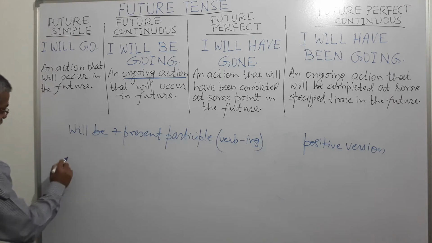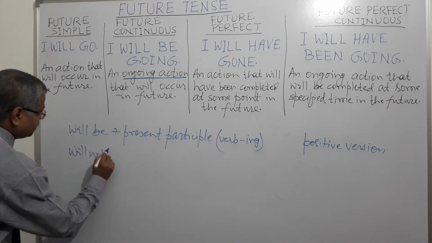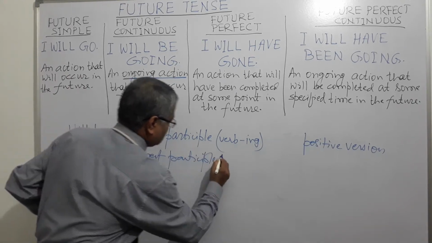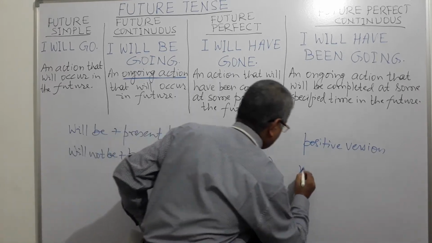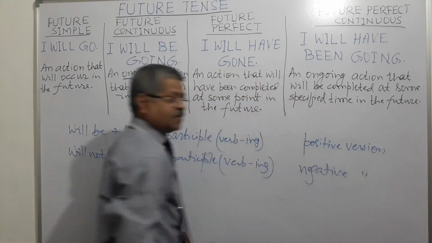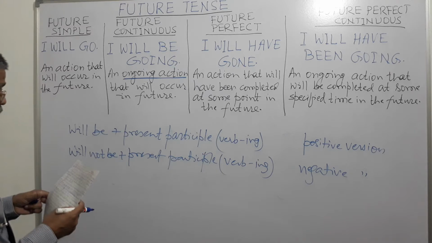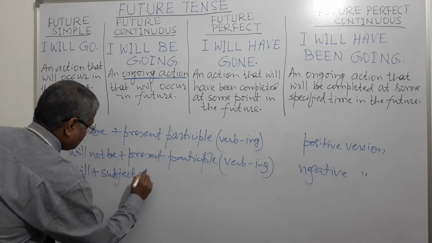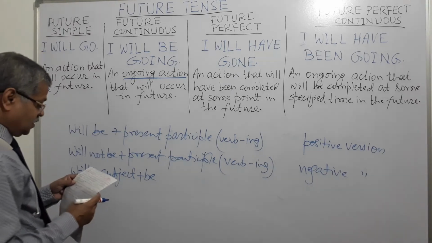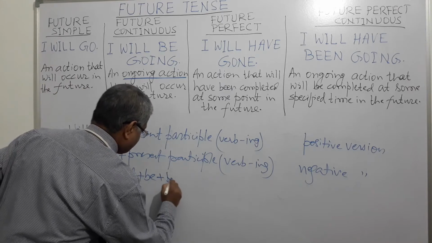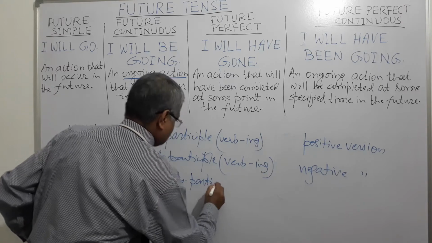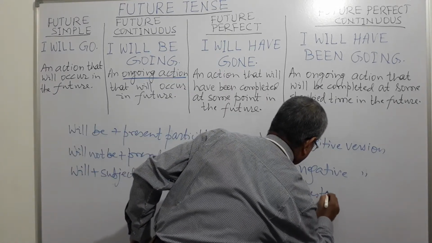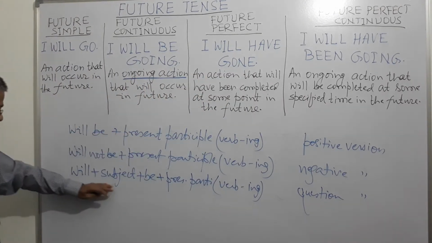And what about negative version? Simply, in place of will be, we will write will not be plus present participle, and this is for negative version, right? And what about question version? Will plus subject plus be, and present participle verb ing, right? This is for question version. Will he be going?